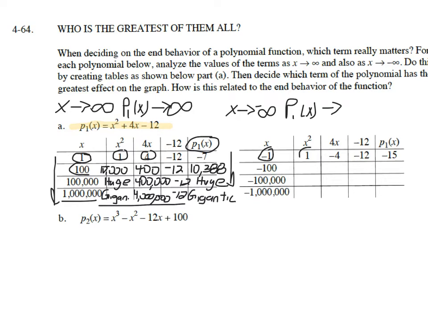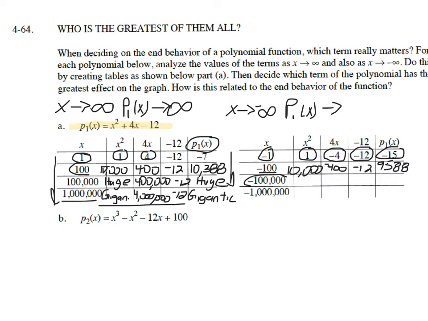X is a negative 1. Negative 1 squared is a positive 1. 4 times a negative 1 is negative 4, and the constant is negative 12. All that adds up to negative 15. Now if I take a negative 100 and I square that, I get 10,000. And 4 times a negative 100 is a negative 400. Constant's a negative 12. And if I add all those up, I get 9,588.